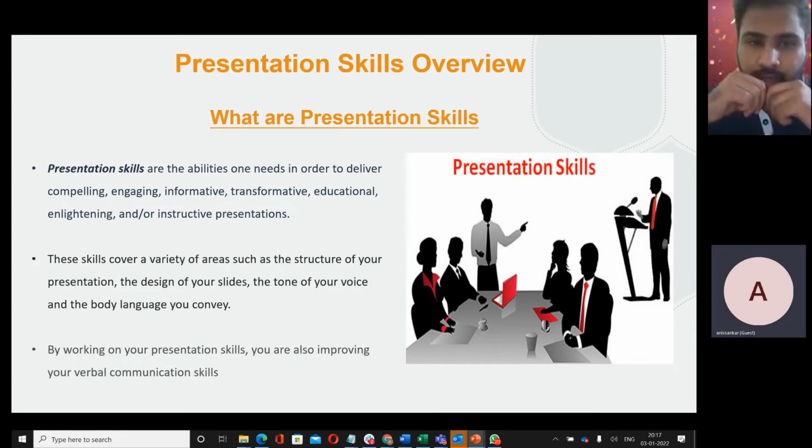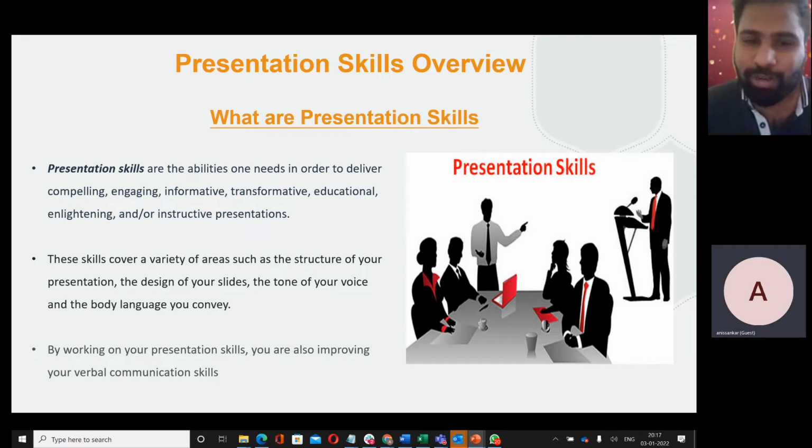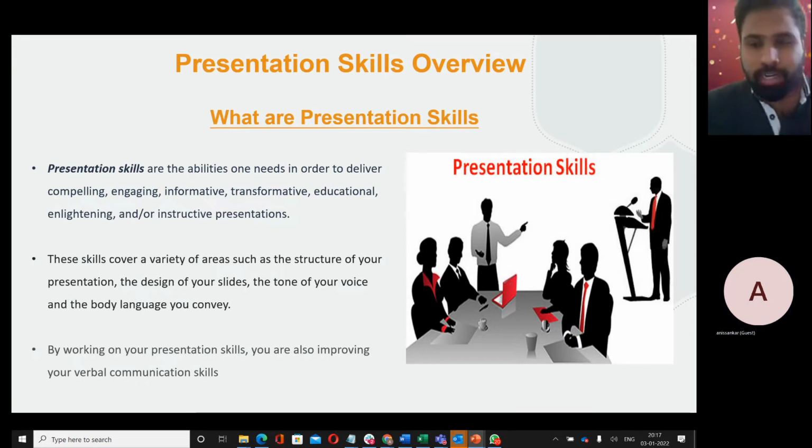The tone of your voice and the body language you convey. You know these two points, no need for me to explain. Already we see this in both classes. So presentation skills, like you said, doesn't only have to deal with a presentation. It should also deal with the way you talk and the way you present yourself.